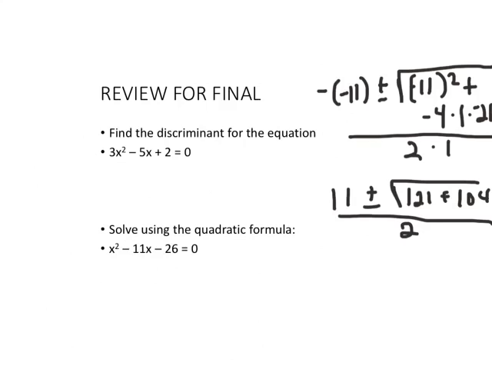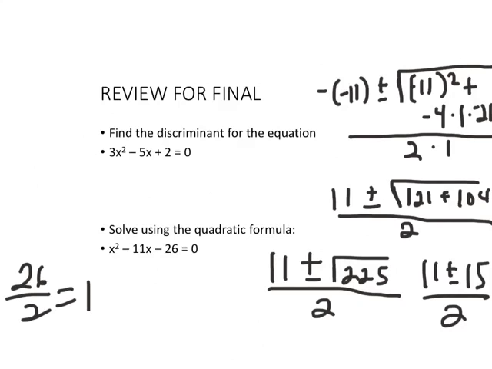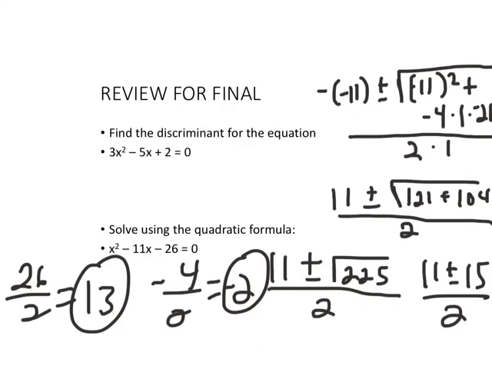So if I go ahead and simplify that even more, it's going to be 11 plus or minus the square root of 225 all over 2. Now, we know that 225 is a perfect square. The square root of 225 will give us 15. So we have 11 plus or minus 15 divided by 2. So 11 plus 15 is 26 divided by 2, which is 13. And then our second answer would be 11 minus 15 divided by 2, which we know is negative 2. So my answers are 13 and negative 2.